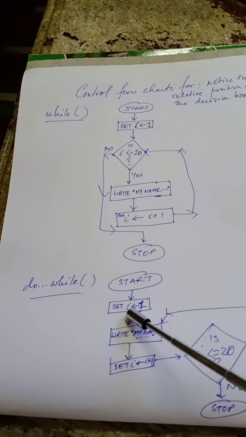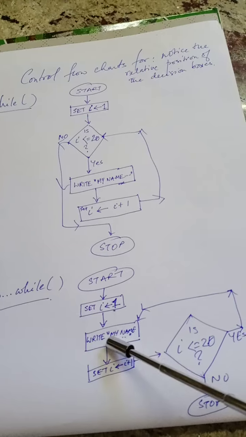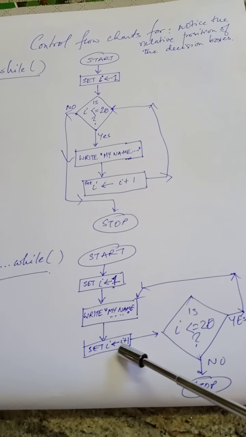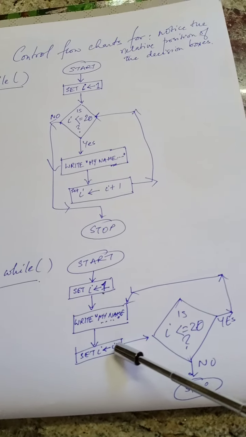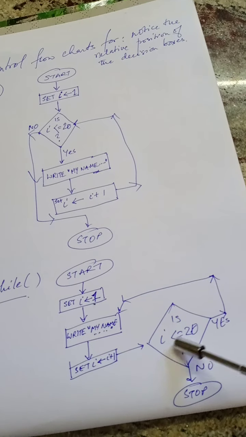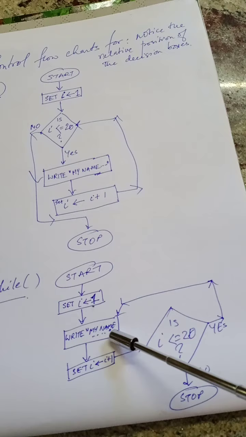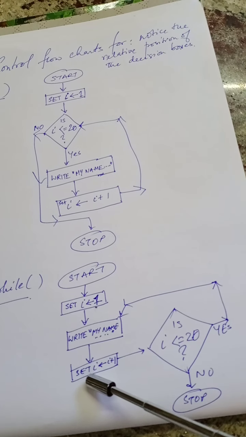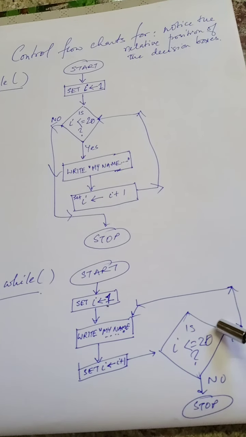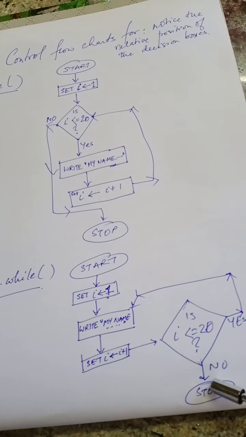Because of do while, you set it to 1 and then you write it first. You do the action first, write my name is so and so, and then you set it to I plus 1, and then you check after you set it whether it's less than or equal to 20 or not. If it is less than or equal to 20, then you come back, write my name, and then you again set I equals to I plus 1, then you check again like this. And if it is not less than or equal to 20, then you stop.